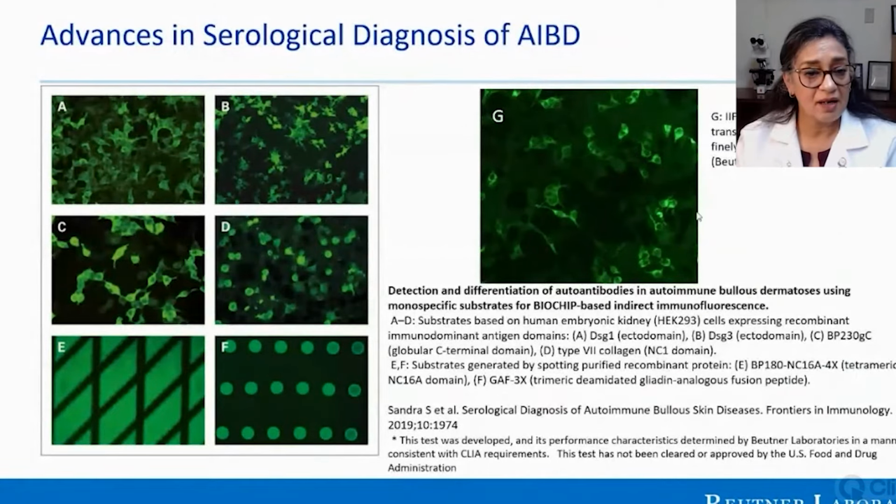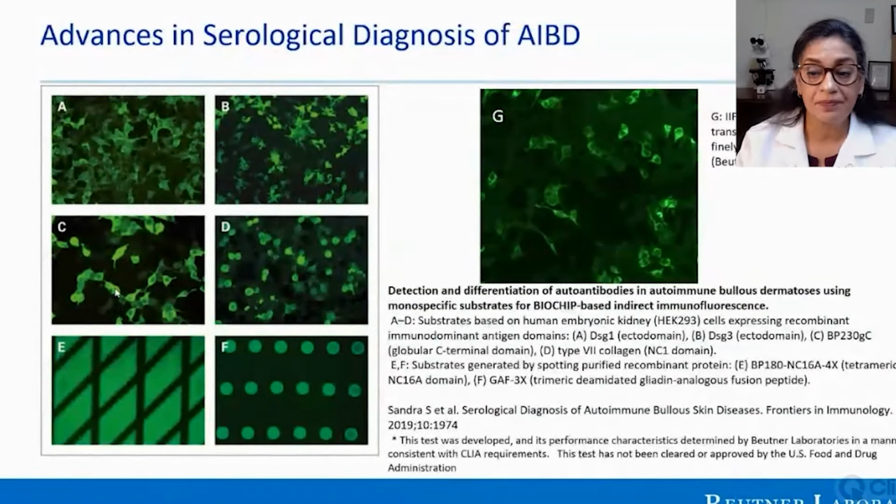So I got this image from a report published by Sandra S. et al. And this shows the detection and differentiation of autoantibodies in AIBDs using monospecific substrates for biochip-based IFA. A is DSG1, B is DSG3, C is BP230, D is type 7 collagen, and E is BP180. So we can see that multiple autoantigens can be detected in one test.